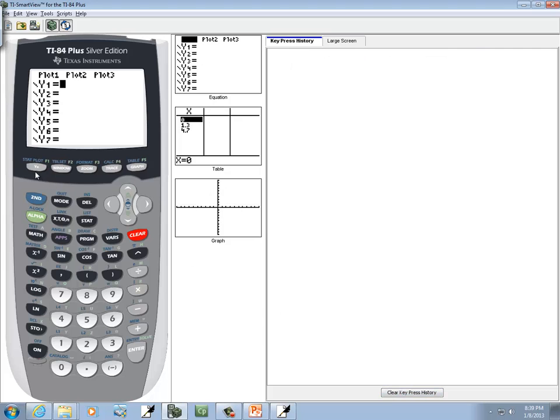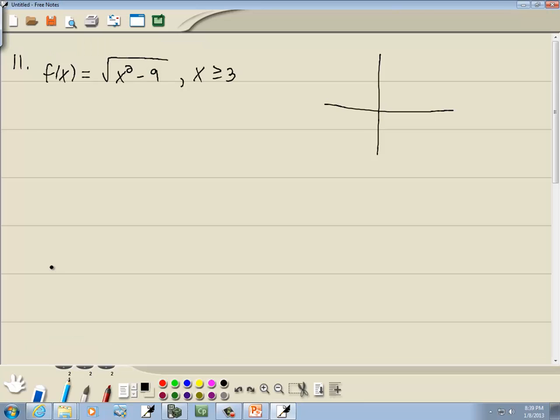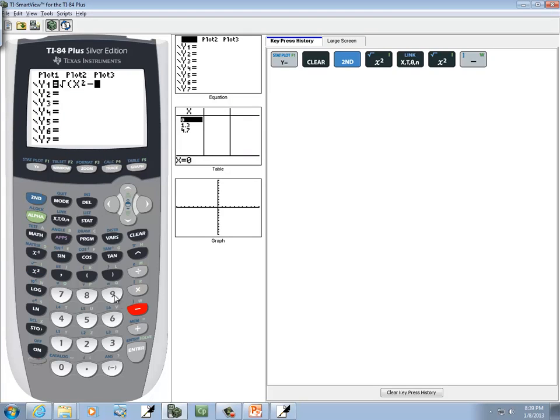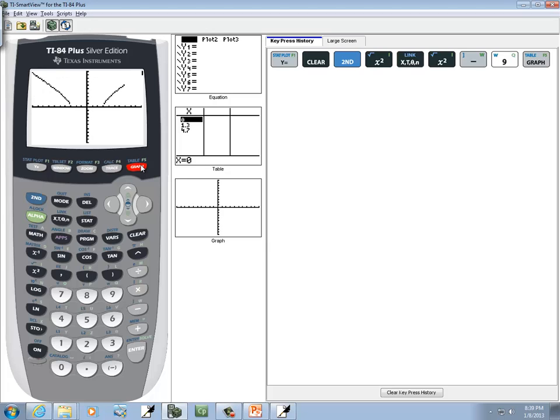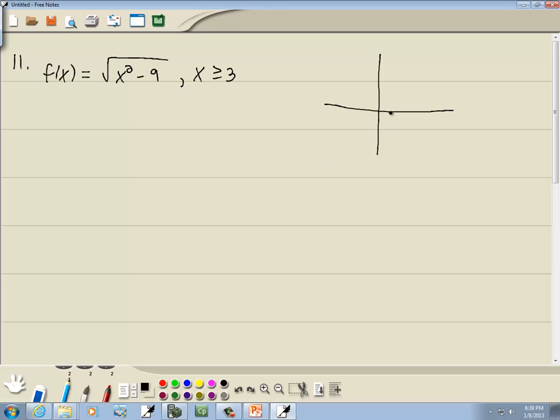Press y equals, clear, and this is a square root. So I'll do second x squared, and then we've got the x key, x squared minus 9, and graph. Ah, that's what it looks like. Okay. Go off looking like that.